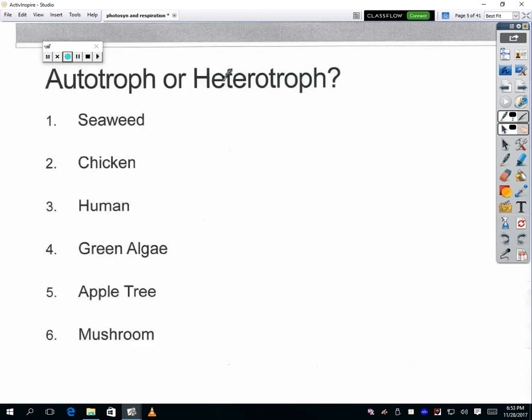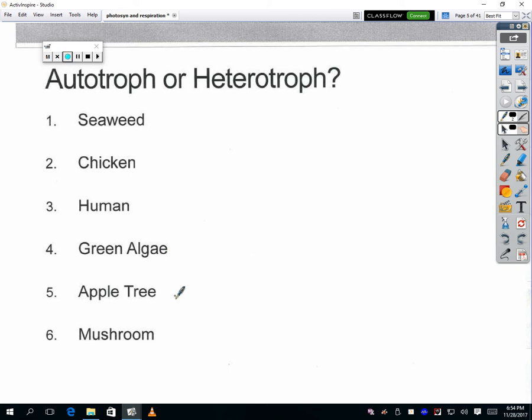Now, if we look at some of these, seaweed sits in the ocean, absorbs sunlight. It's an autotroph. Chicken, human, well, we actively hunt for food. We are heterotrophs. Algae and seaweed are pretty similar to each other. Algae is an autotroph. It has to make its own food. It's green.